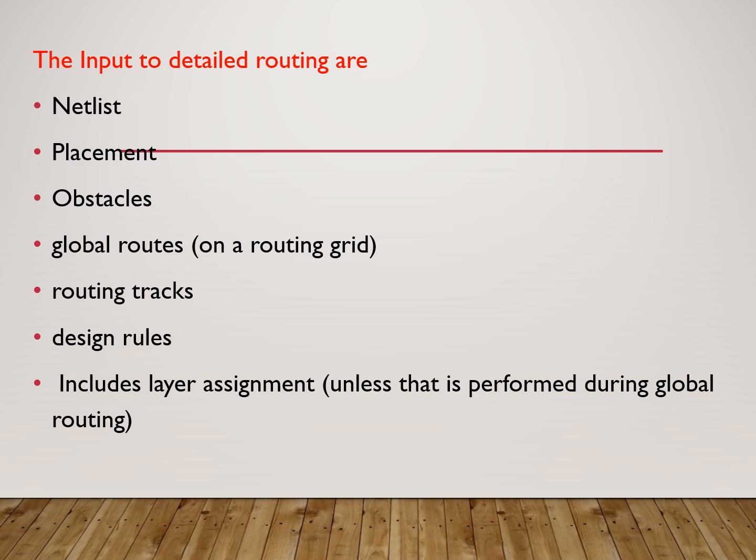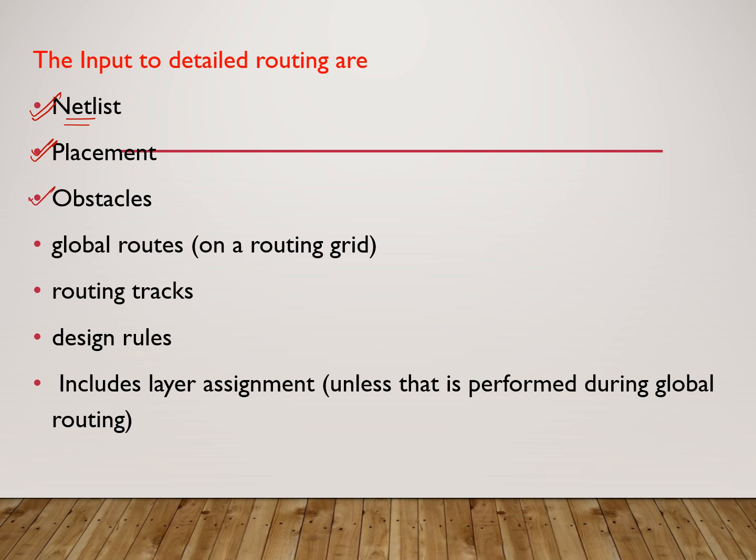We are going to see what inputs we have to give to the detailed routing. First we have to give the net list. Net list means gates and their information. It is the information we give to global routing also. Next we have to give the placement. Placement means the exact location of each block. This is also similar to global routing.